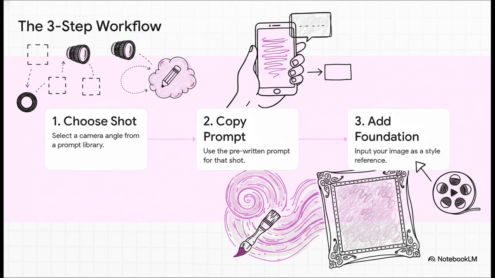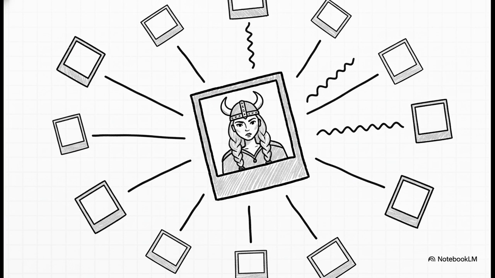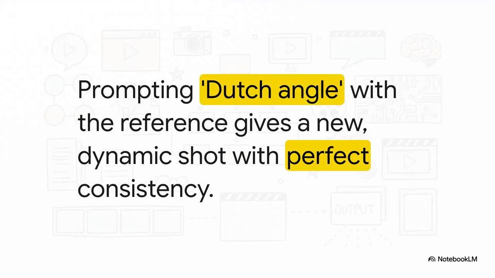First, you pick the camera shot you want, maybe from an online prompt library. Second, you just copy the simple prompt for that shot. And third, this is the magic part. You plug in your foundation image as a style reference. So here we are again, back to our source of truth. Every single shot you're about to see was generated using this exact image as the main guide. And bam! Just like that, all we did was tell the AI Dutch angle and show it our reference picture. And look at what we get. The character's identical, the mood is the same, but we have a completely new, really dynamic camera shot.